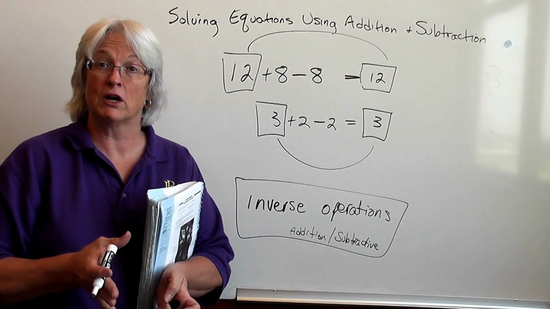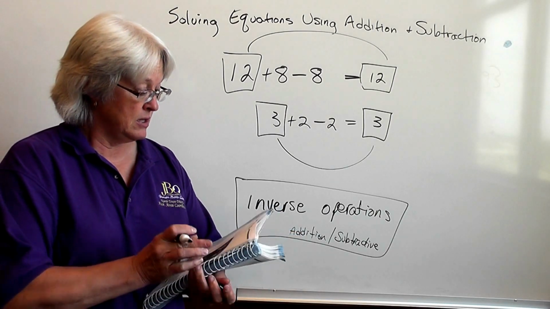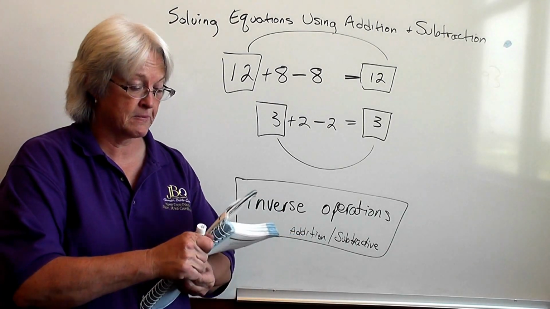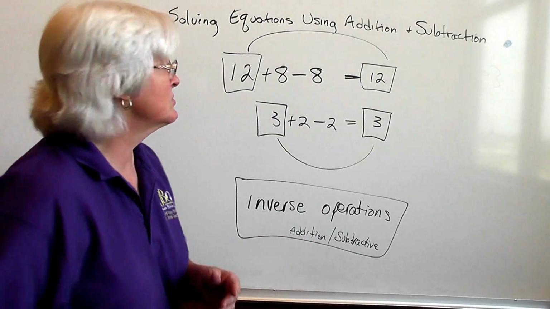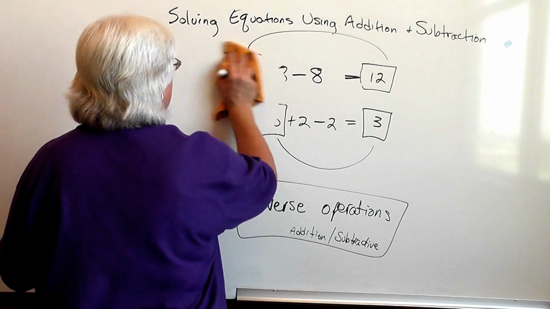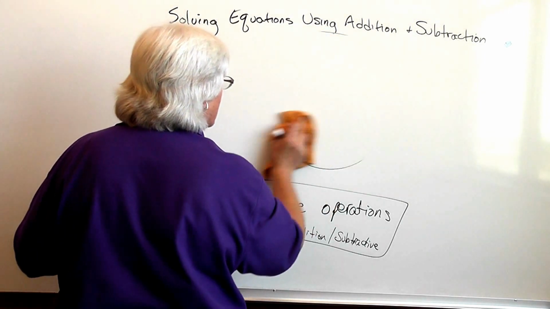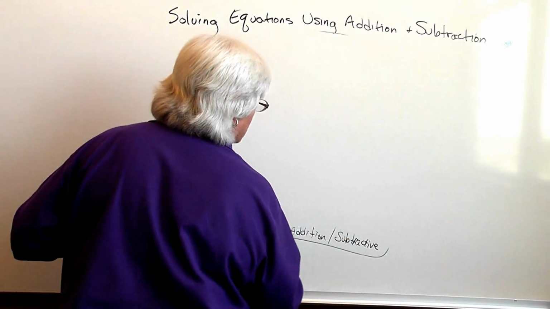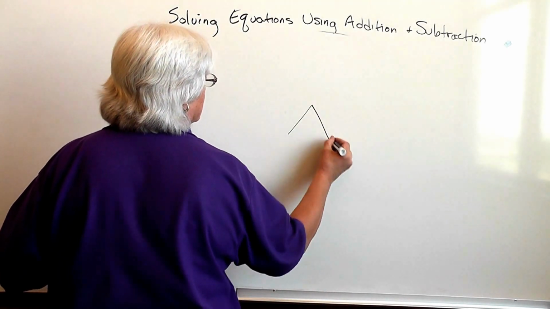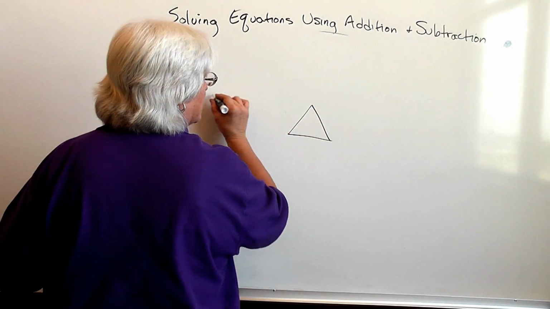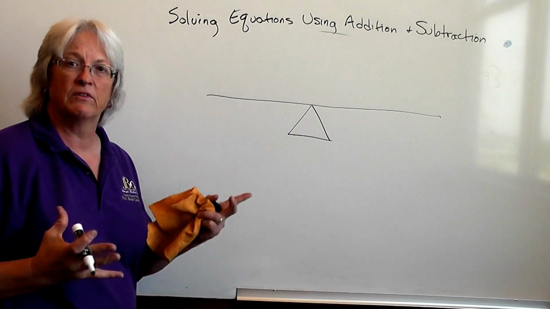So what does that mean for us with algebra? Well, let me just go ahead and show you. I actually introduced the concept of a seesaw or a balanced scale last time. Let's see, here's my little T that my seesaw is sitting on. And we've got it balanced.